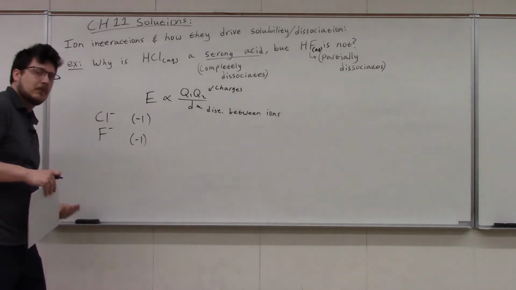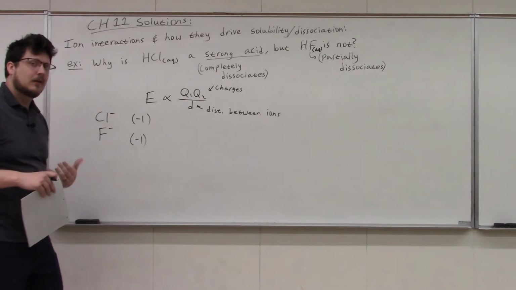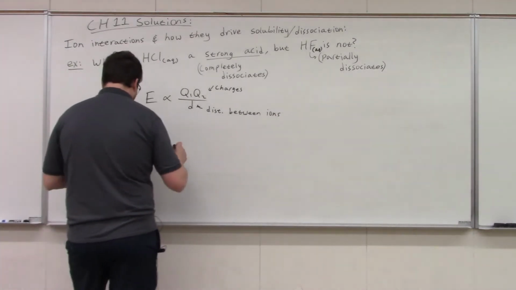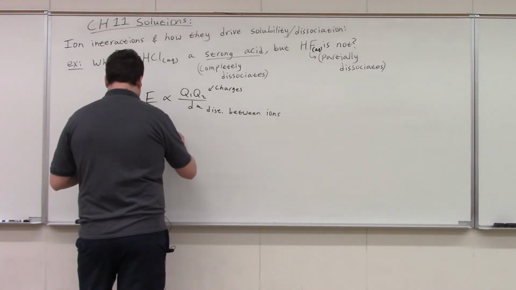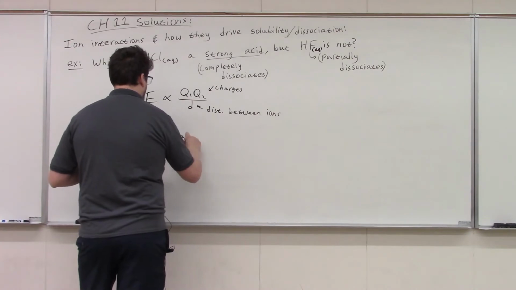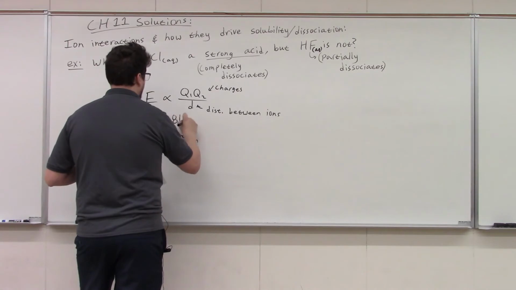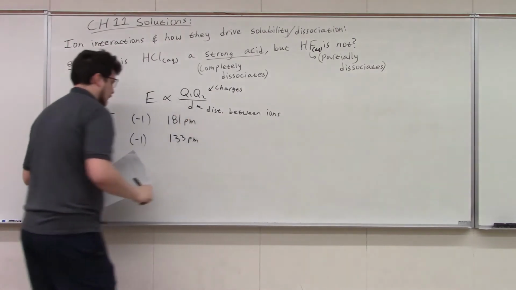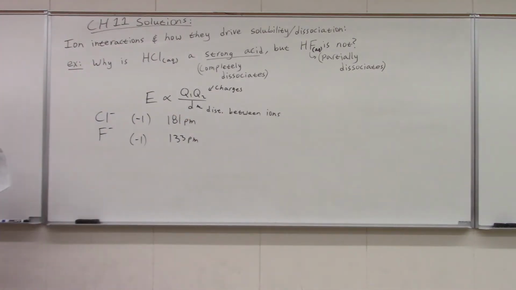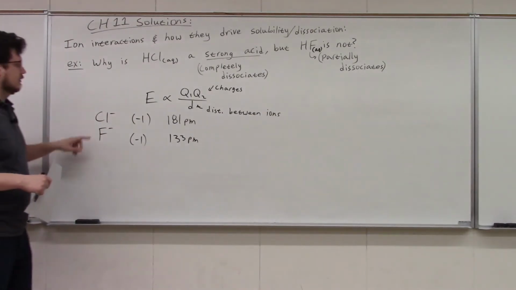And if you look at your table, 11.1, you can actually get numbers for it. We're not actually going to calculate anything here, but F minus is 133 picometers, and chloride is 181. As you can see, I've clearly memorized these very important numbers. I'm not at all looking exactly at my notes and copying them down, but that should be what the table shows you.